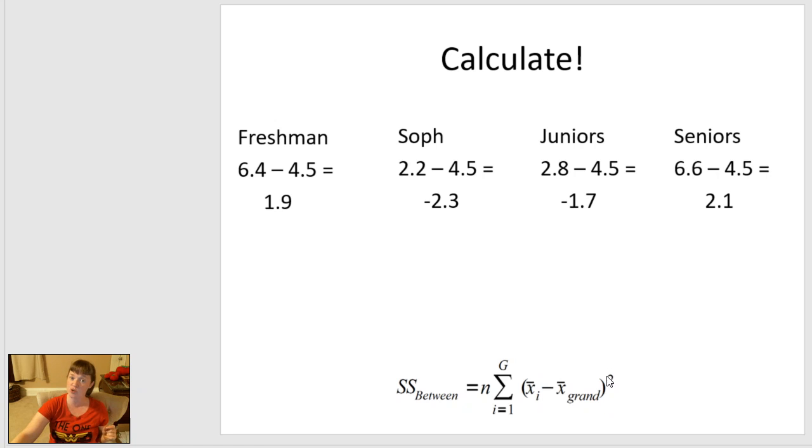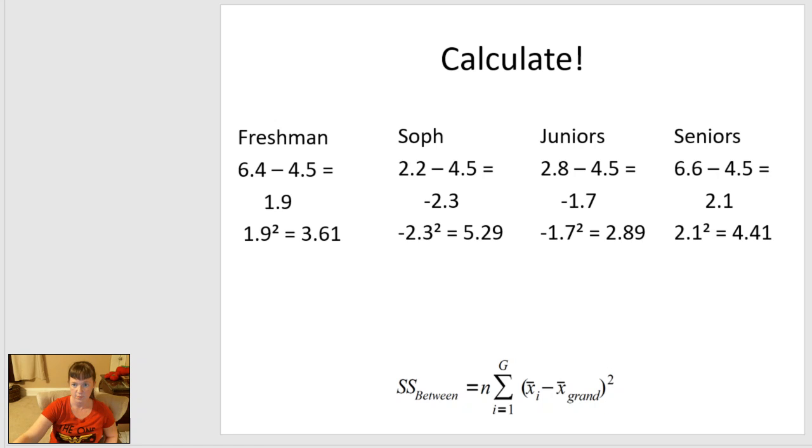My next step is to square these. So here, I've taken all of these deviations and squared them. 1.9 squared is 3.61. Negative 2.3 squared is 5.29. Negative 1.7 squared is 2.89. 2.1 squared is 4.41. So now I've done this step. My next step is to add all these together, from the first group to the last group G. So I take 3.61, add 5.29, add 2.89, and add 4.41.